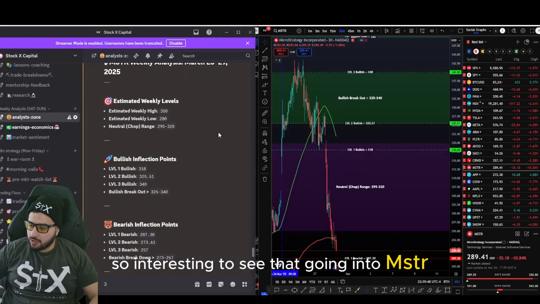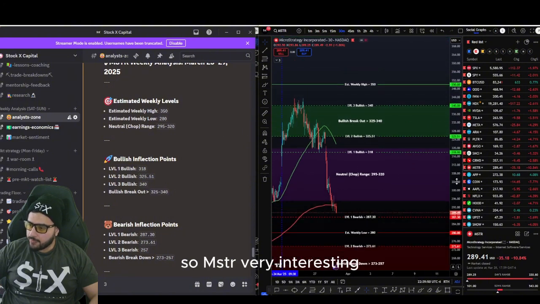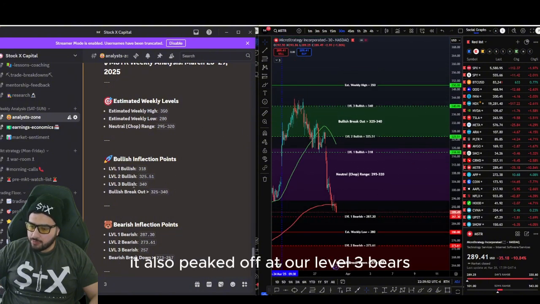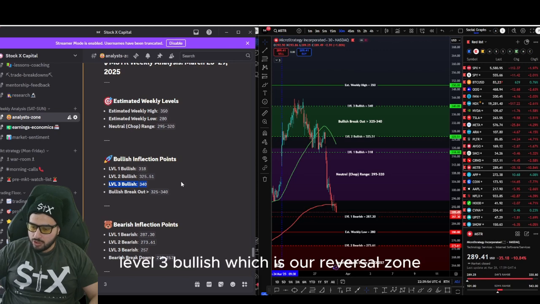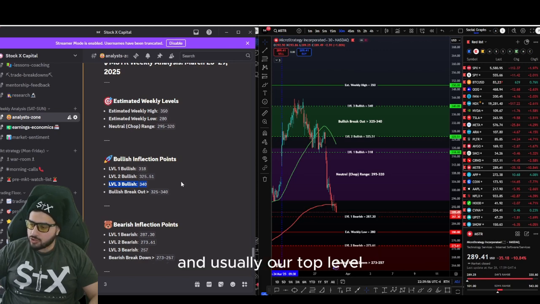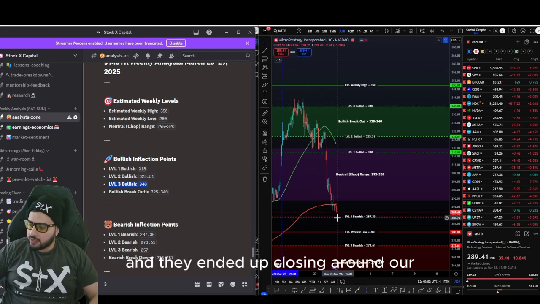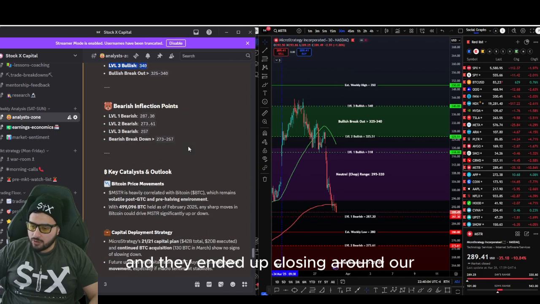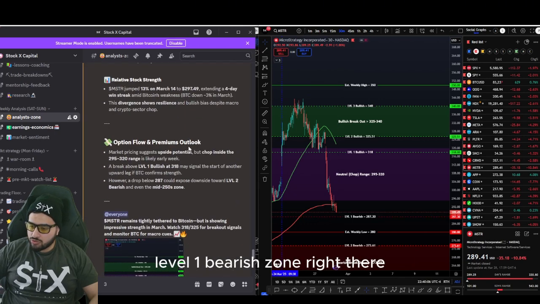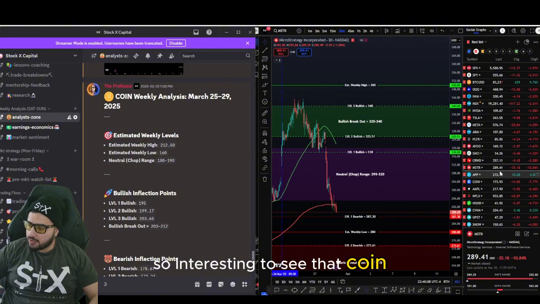Going into MSTR. So MSTR, very interesting. It also peaked off at our level 3 bullish, which is our reversal zone and usually our top level. So we called the top on this to approximately 340, and it ended up closing around our level 1 bearish zone right there. So interesting to see that.